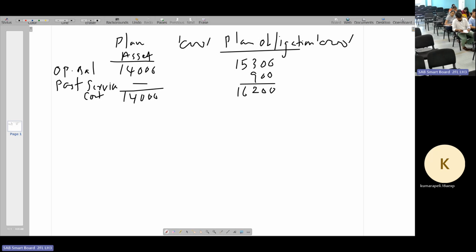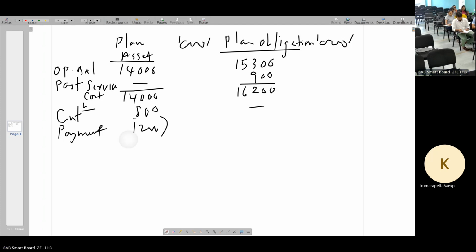Contribution during the period. Contribution 800. Cash credit, asset debit. Then payment. Payment during the period. Plan asset credit. Plan obligation debit.